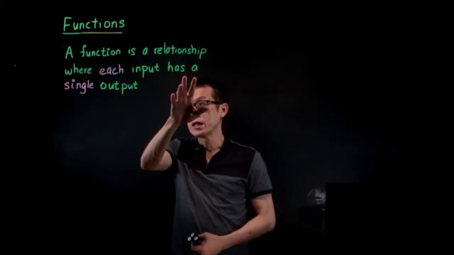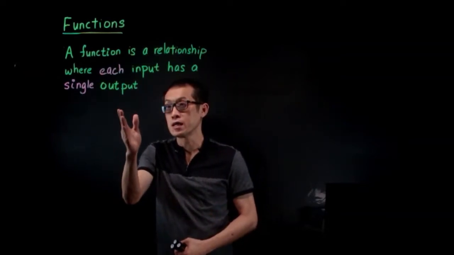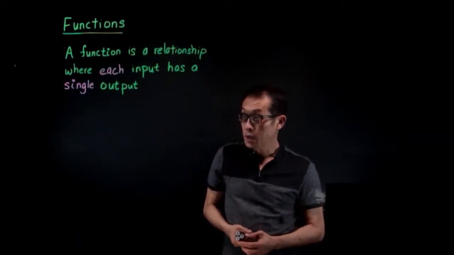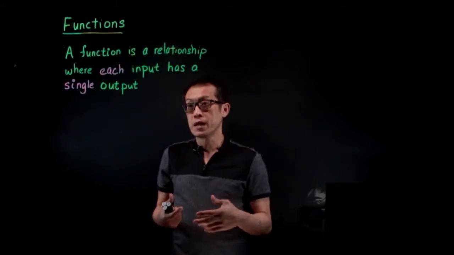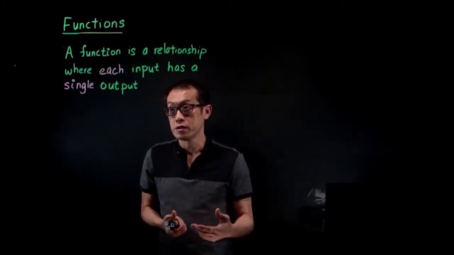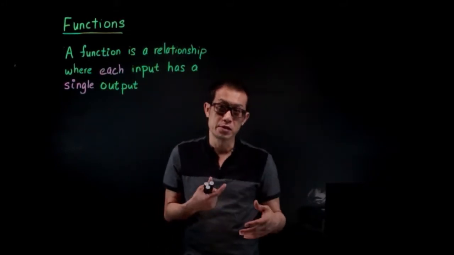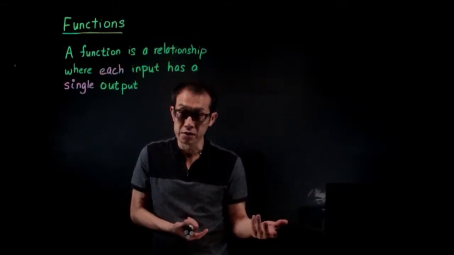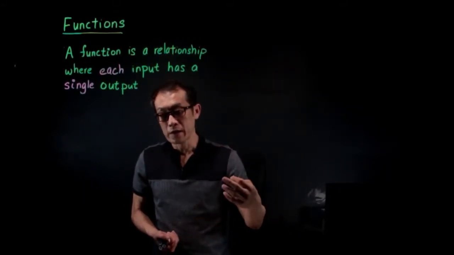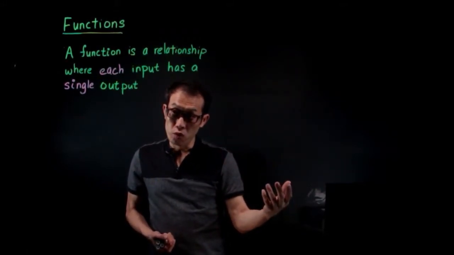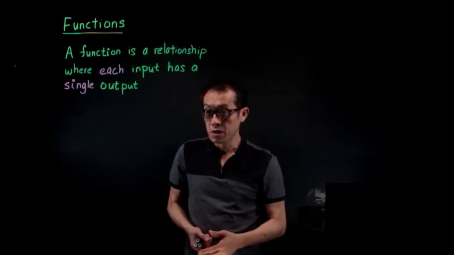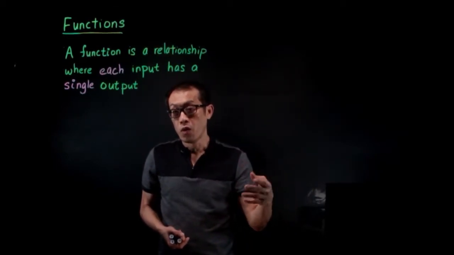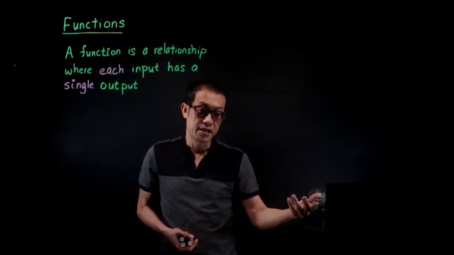A function is a relationship where each input has a single output. Now, what is a relation? You can view a relation as something like an equation that denotes some patterns. So take for example, y equals x plus 1 is a relation. When x is 1, then y is 2. Another example is y equals the square root of x. When x is 4, y is 2. When x is 9, y is 3.